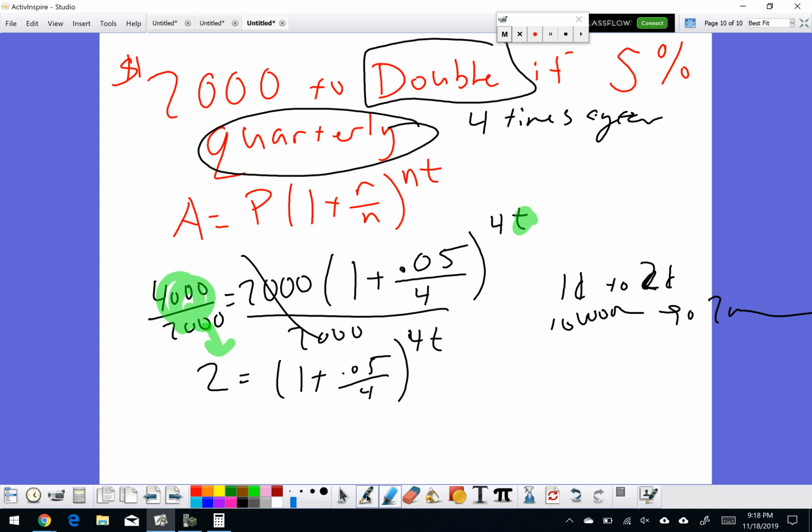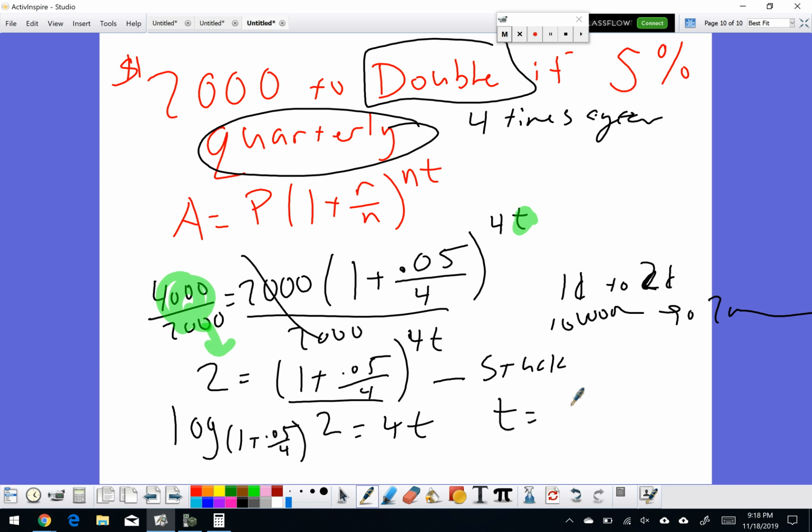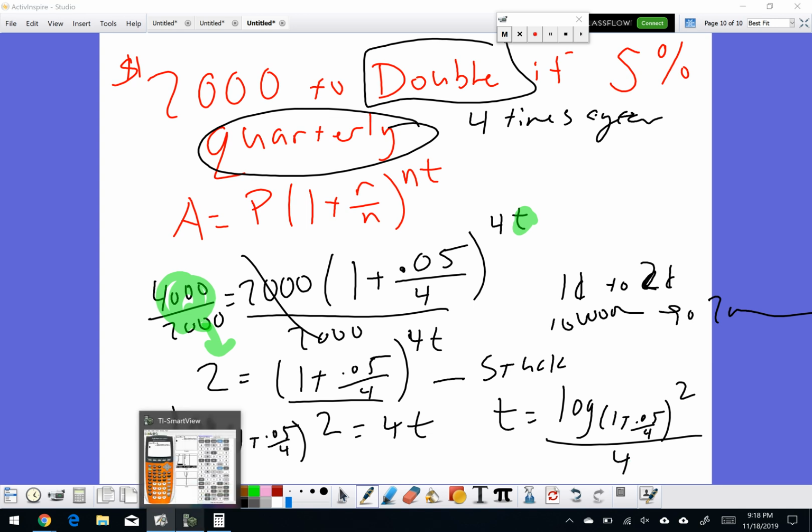Okay, if we notice right here, we're stuck again. So what do we do when we're stuck? Right, we go ahead and switch it. So I'll have log base (1 + 0.05/4), because that's our base, of 2 equals 4t. And then if they ask for the exact answer, it'd be t equals log base (1 + 0.05/4) of 2, over 4. And that's actually our time. That's it. So let's plug it in the calculator and see what we got.